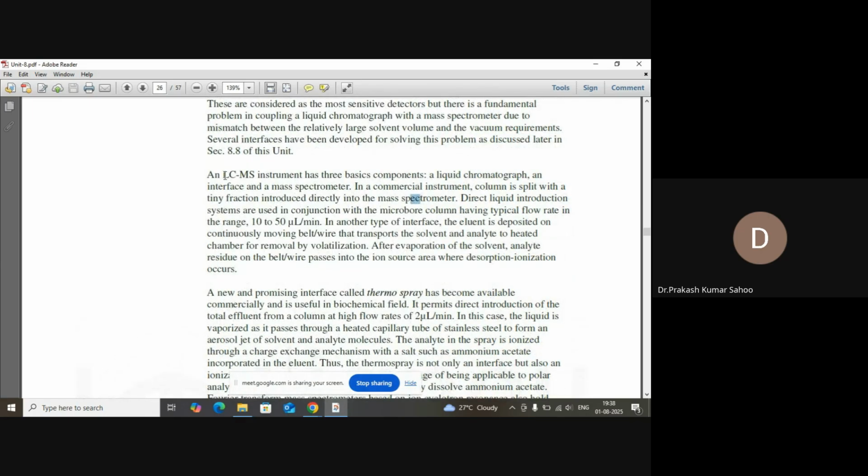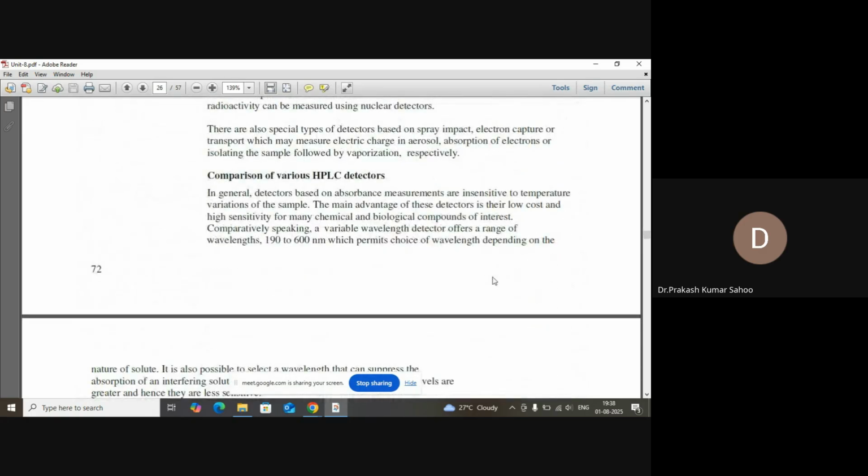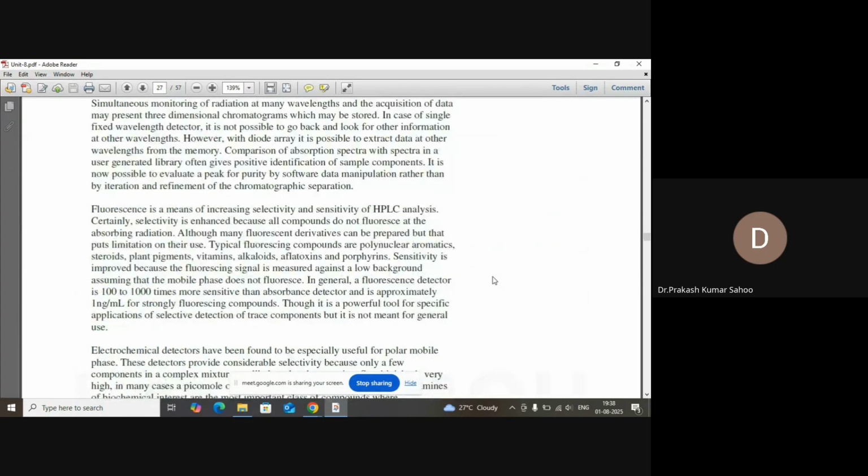This is a very useful tool, LCMS and GCMS. And after that, we have comparison of HPLC detectors. Just go through these things.